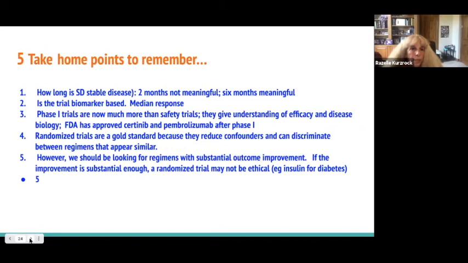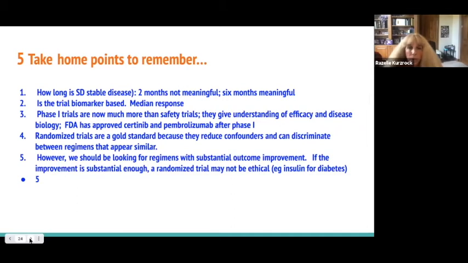Number 4, randomized trials are a gold standard because they reduce confounders and can discriminate between regimens that appear similar. So that is very important. Now I'm going to tell you something that is my feeling, and some people might agree, a lot of people might not agree. So this is the next statement, that we should be looking for regimens with substantial outcome improvement. And if the improvement is substantial enough, a randomized trial may not be ethical anymore. So we should be aiming high.